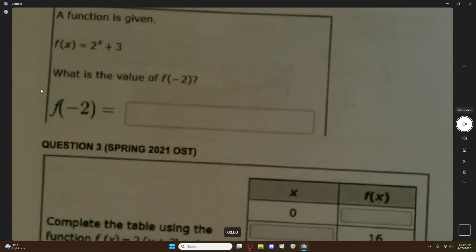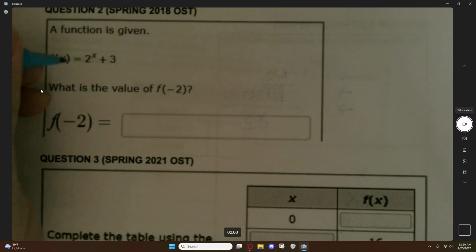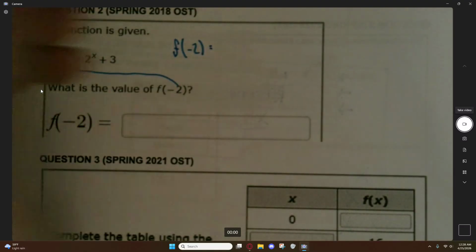All right, question 2. A function is given. f of x equals 2 to the x plus 3. What is the value of f of negative 2? So again, if we wanted to solve this problem, we would be taking out our x and putting in negative 2. This would look like f of negative 2 is equal to 2 to the negative 2 plus 3.